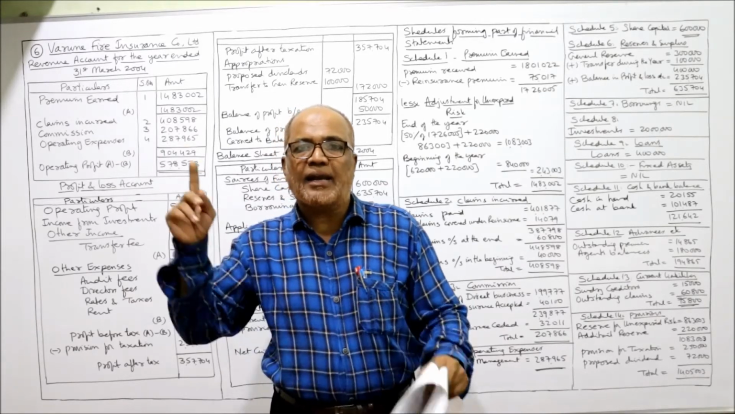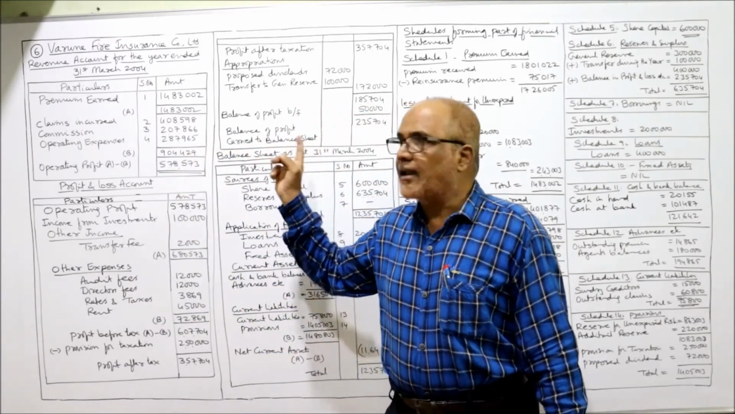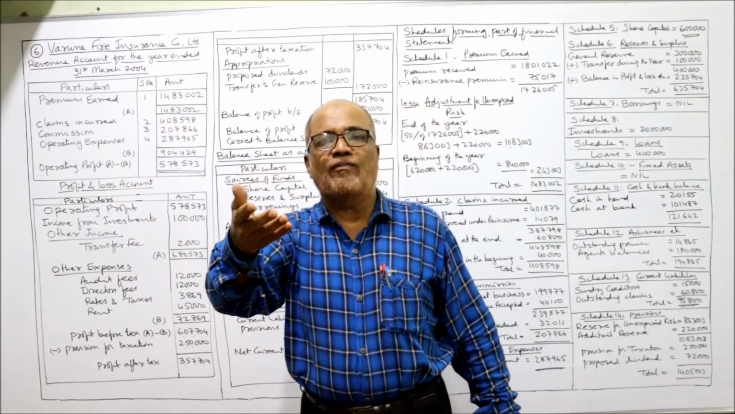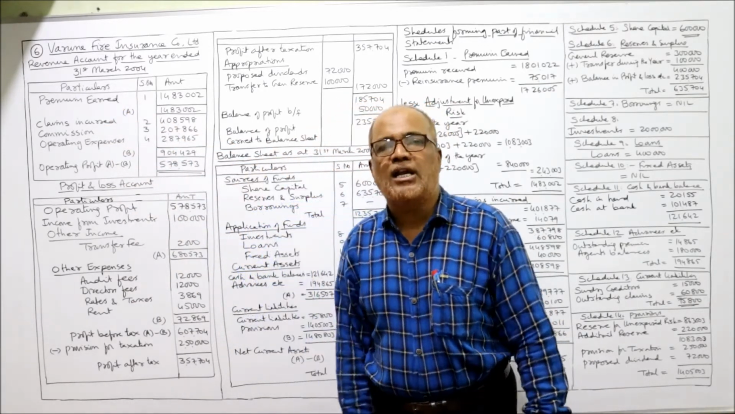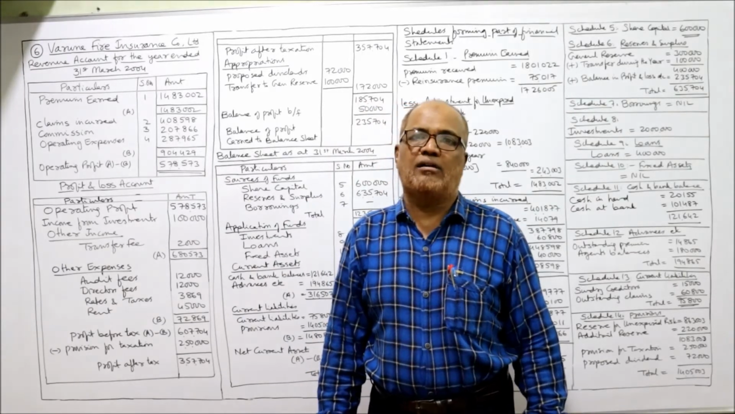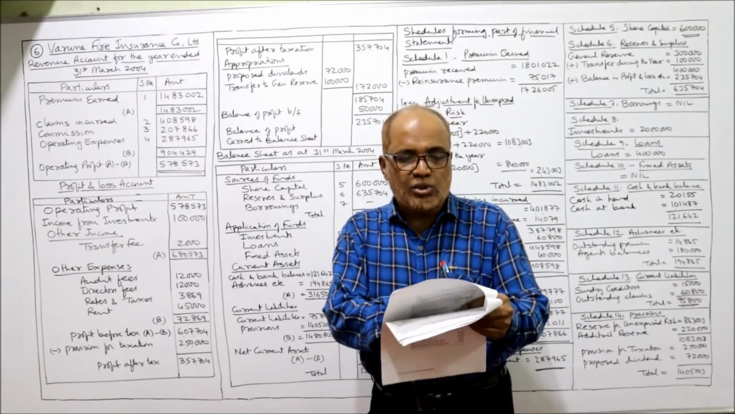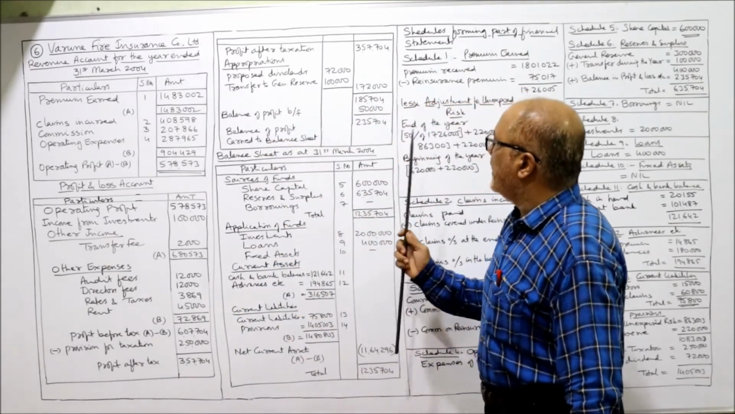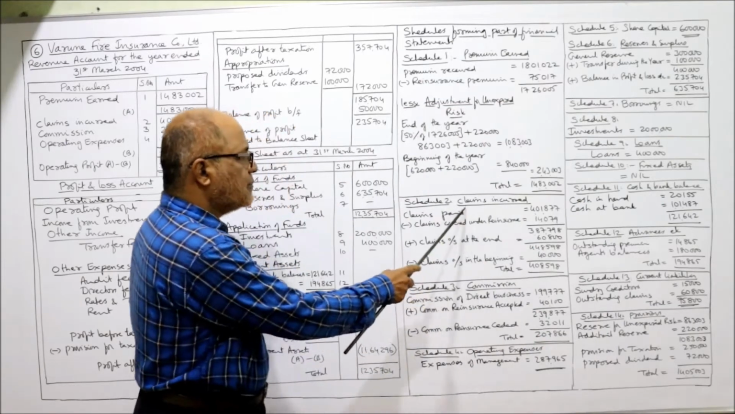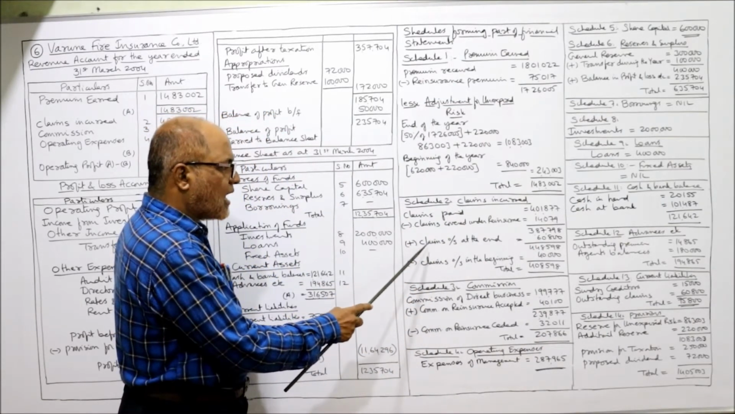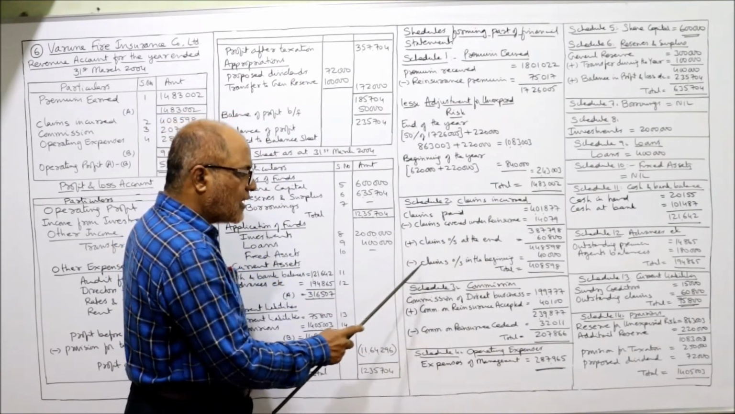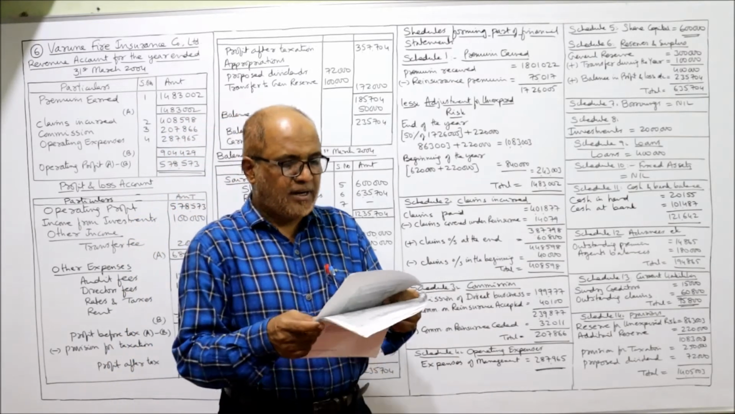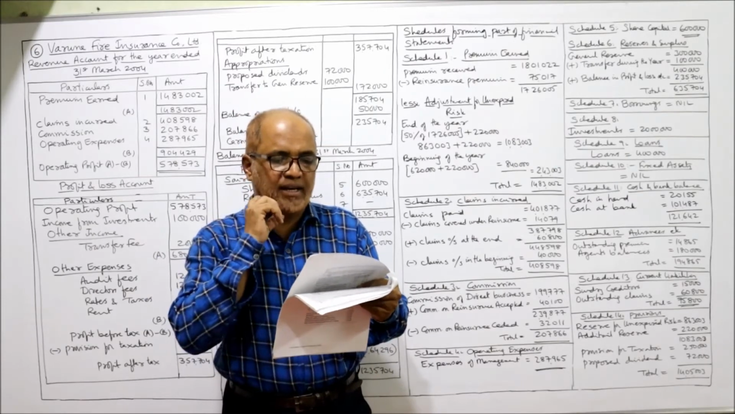So while calculating claims incurred, we add the outstanding claim at the end of the year and deduct the outstanding claim at the beginning of the year. So this is the beginning of the year. So this amount of 40,000 will be deducted. See here. Claims incurred equals claims paid plus claims outstanding at the end of the year minus claims outstanding at the beginning of the year. It will be deducted.